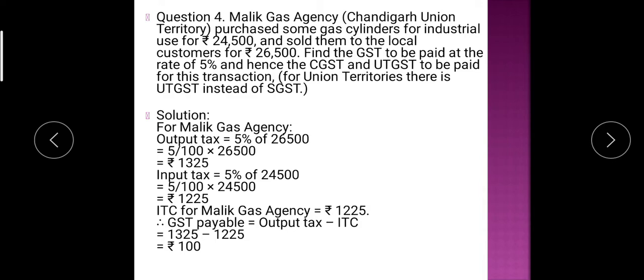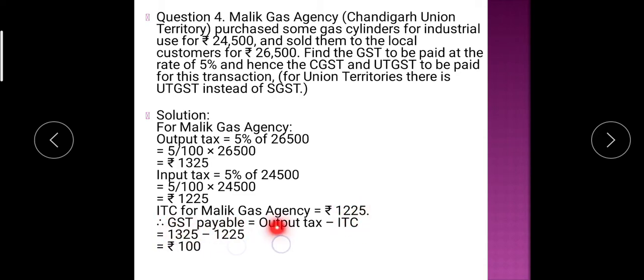Now what is the Malik Gas Agency output tax? The amount is 26,500, and the rate of GST is 5%. So 5% of 26,500 is 1,325. Now what is input tax? Input tax means the amount at which Malik Gas Agency purchased, which is 24,500. Therefore it is 5% of 24,500, so it is 1,225, and therefore the ITC for the Malik Gas Agency, that is the input tax, is 1,225.